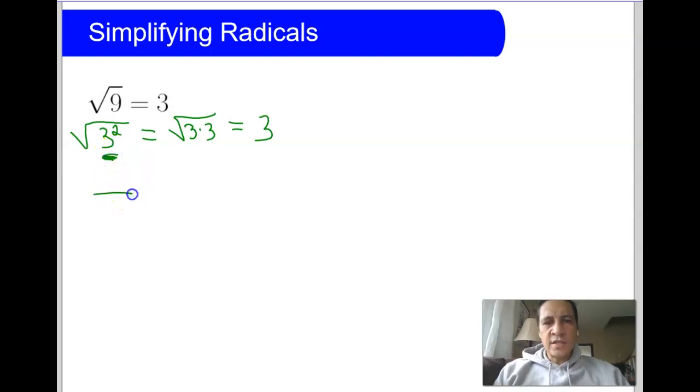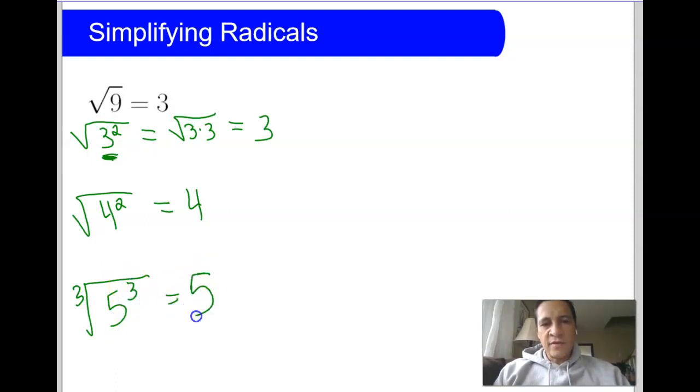If I was to try to take the square root of 4 squared, which is 16, again, the base there, the 4, is the answer. If I was to take the cube root of 5 cubed, the base, 5, is the answer. And this is sort of a key understanding when we're simplifying radicals.